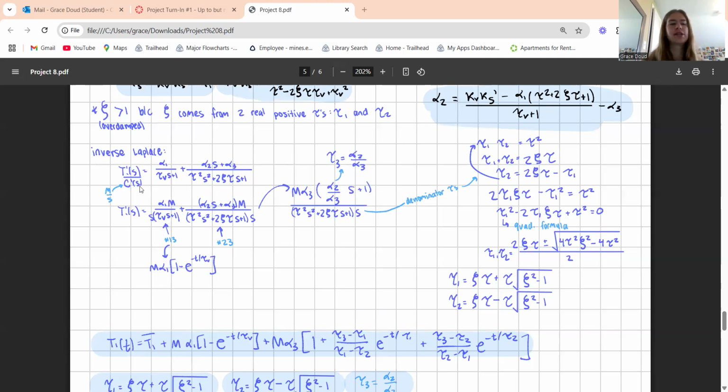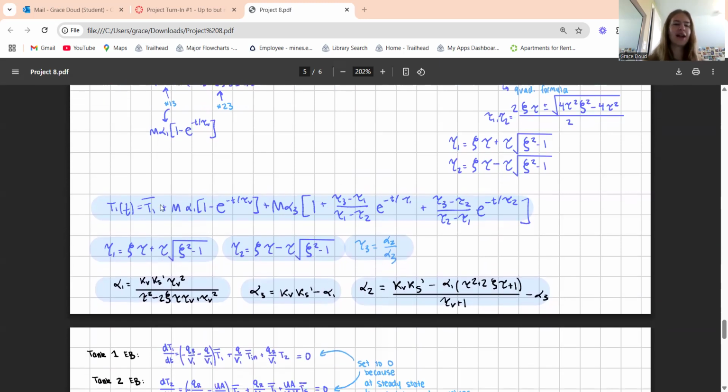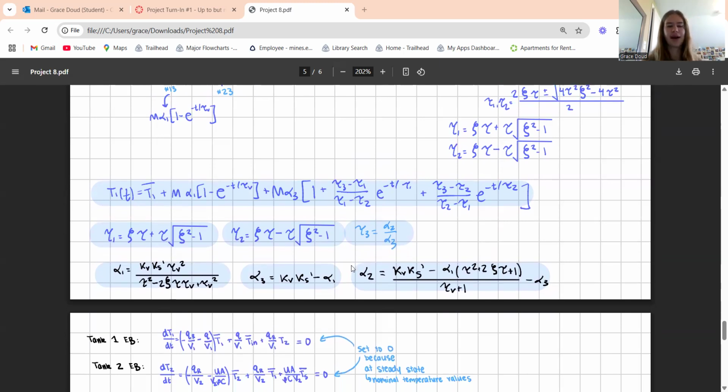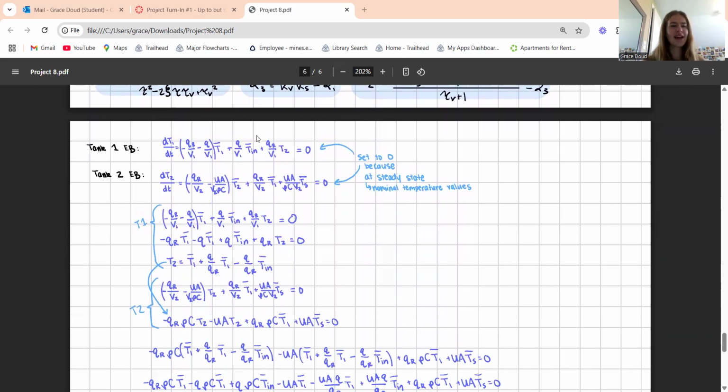Then I Laplace transformed here. It's a step change, so C is going to be M over S. Multiplied that out. This part of the equation was just number 13. This one was number 23. There's a bunch of algebra you can look through if you want. This gave me my final equation, adding in T1 bar, and then here are all of my constants from above that I collected. And then finally, going back to the energy balances, I set these equal to 0 because I wanted the steady state values.